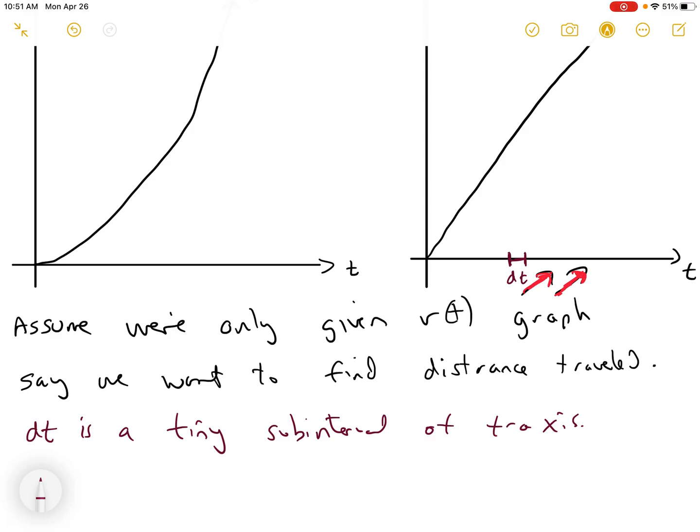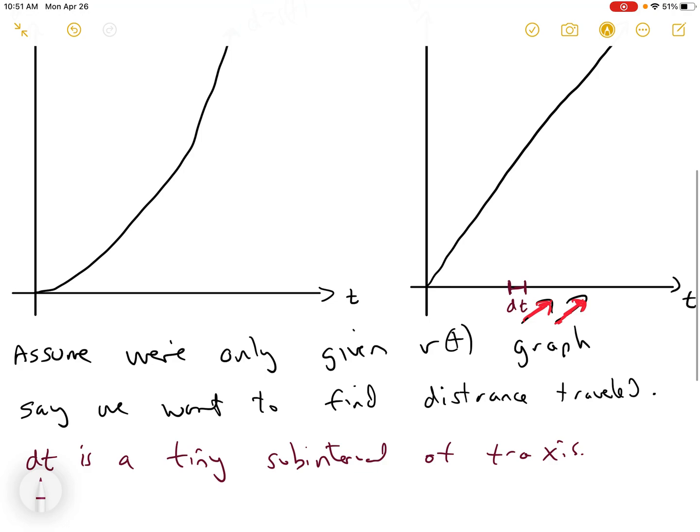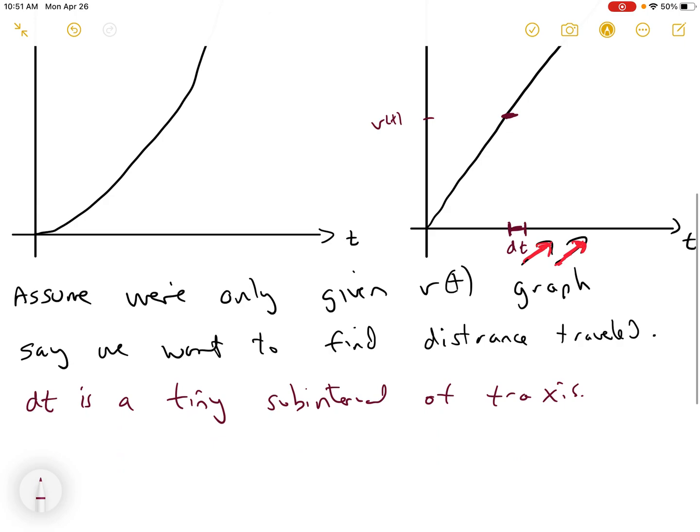And for all intents and purposes, along this little tiny subinterval, the velocity, which is up here, this is v(t), is just constant for this little moment. We can assume it's constant or approximately constant.